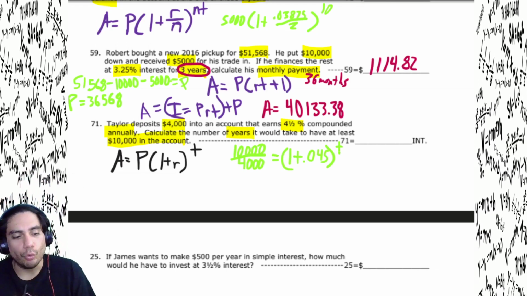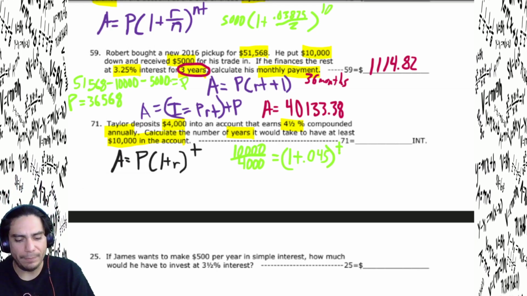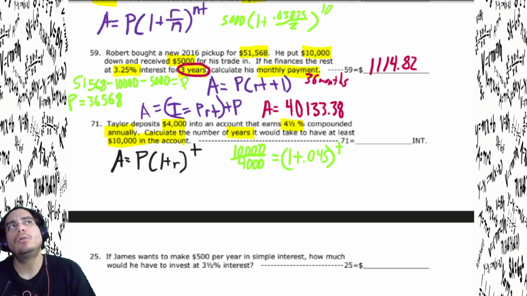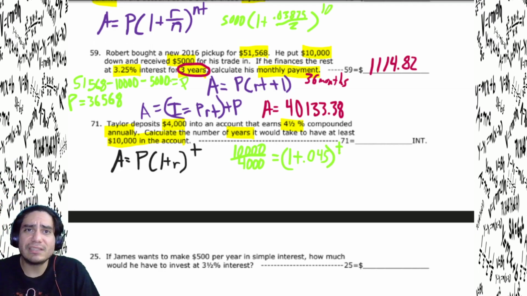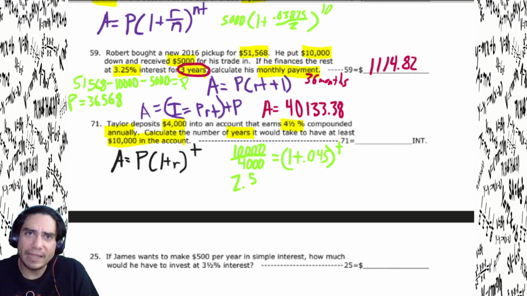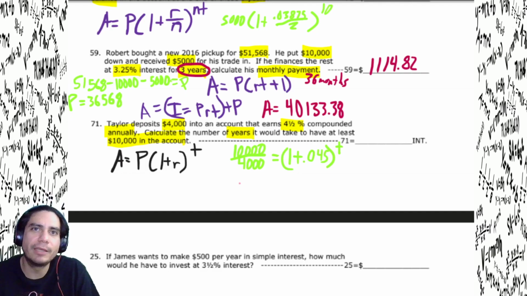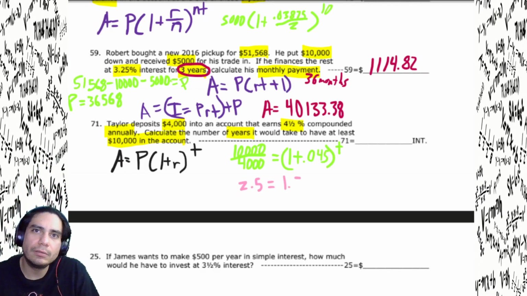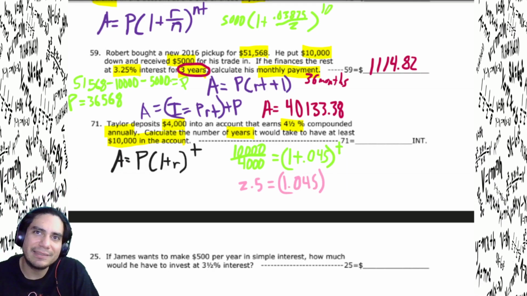So what I'm going to do, and hopefully what you can do, is take 10,000 and divide it by 4,000 to see what 1 plus 0.045 raised to the t power has to be. We're trying to see 2.5. That's what I got. Let me write it a little cleaner. We got 2.5 here, and that's going to equal 1.045 raised to the t power.